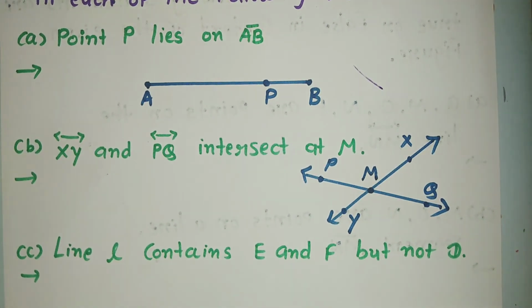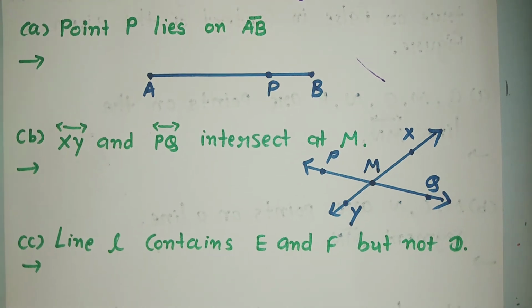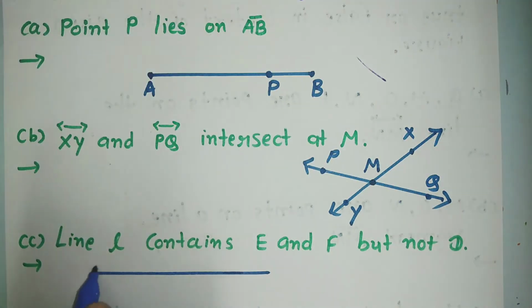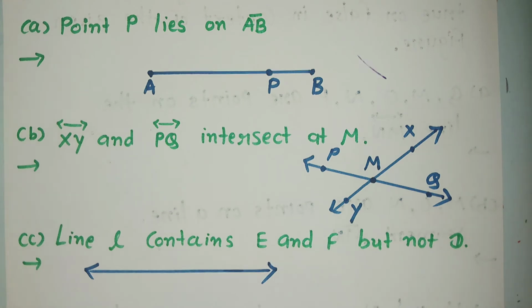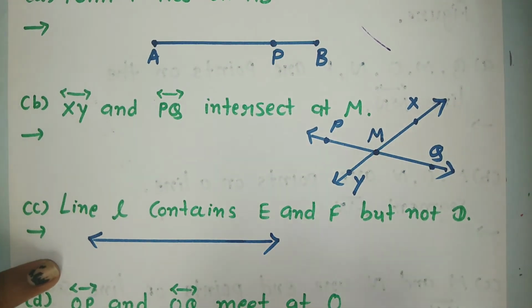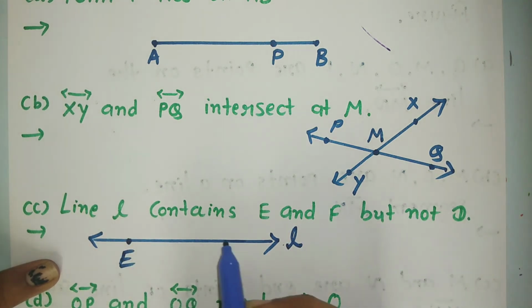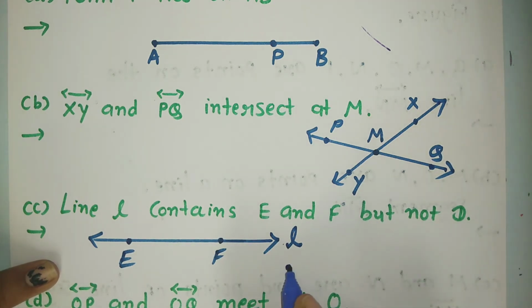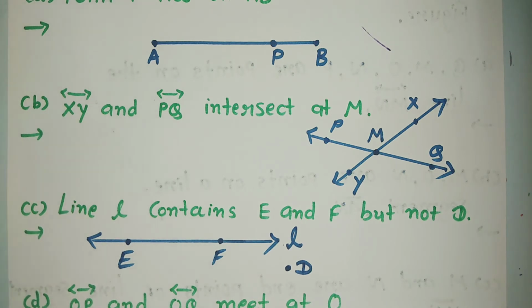Line L contains E and F but not D. Line L. So first I will draw a line L. You can draw any cross line or vertical or horizontal, but for space purposes I am drawing the horizontal line only. Line L contains points E and F. Line L has point E and point F, but not D. So where will I write D? Outside of the line. Condition satisfied.